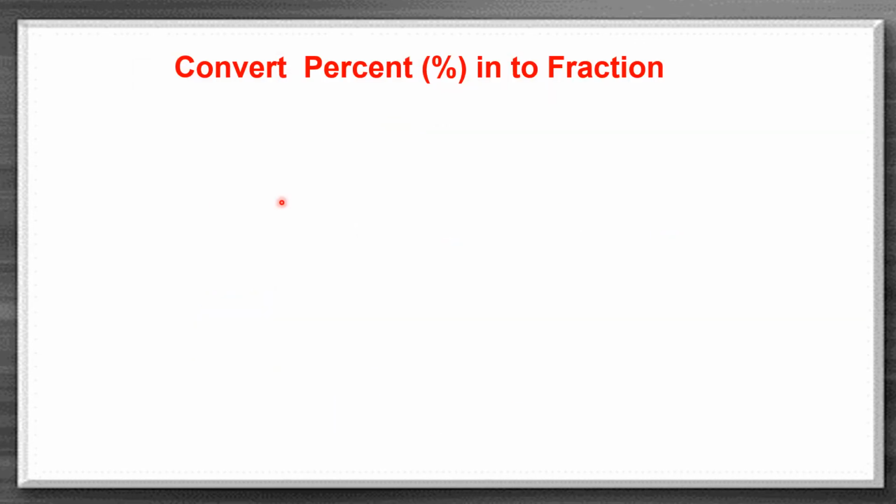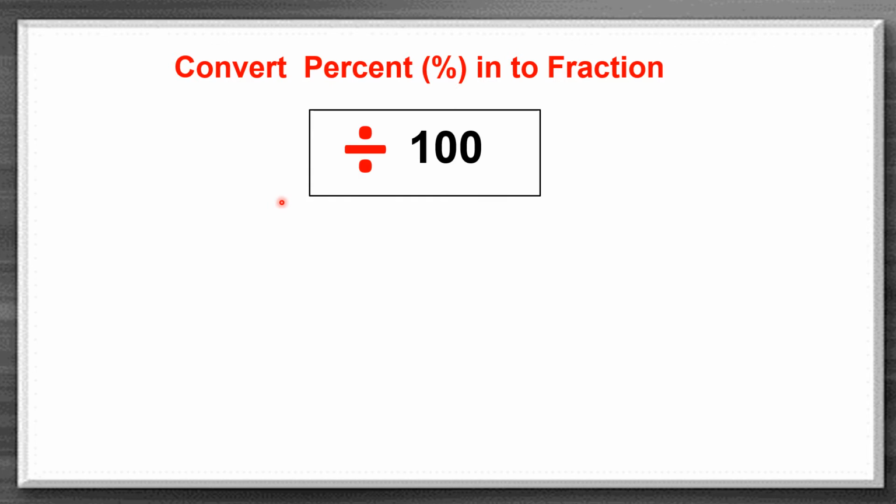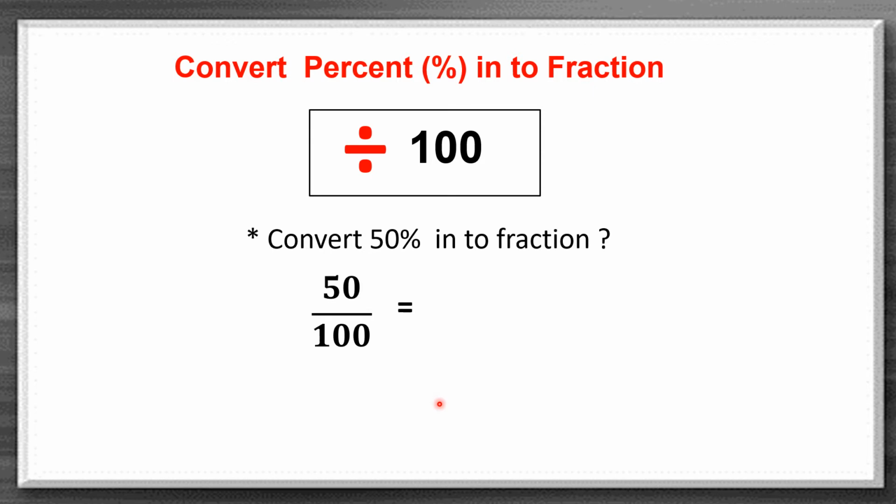To convert percent into fraction, we have to divide it by 100. The easy trick, first you have to remember this. To convert percent into fraction, always divide it by 100. For example, if you want to convert 50% into fraction, so 50%, 50 by 100. So reduce it to the lowest terms, cancel 0 in the denominator and in the numerator.